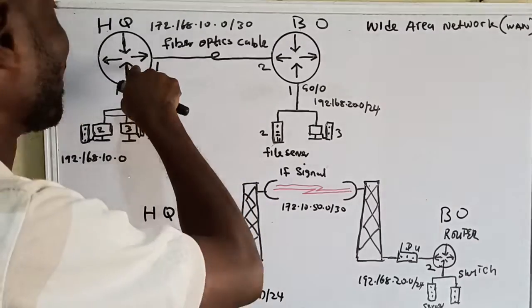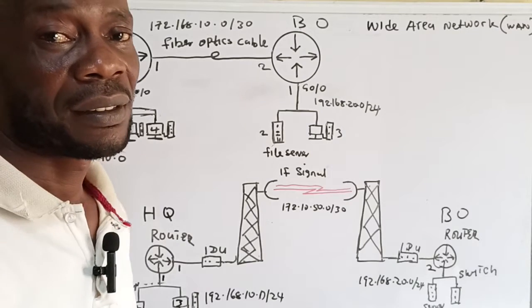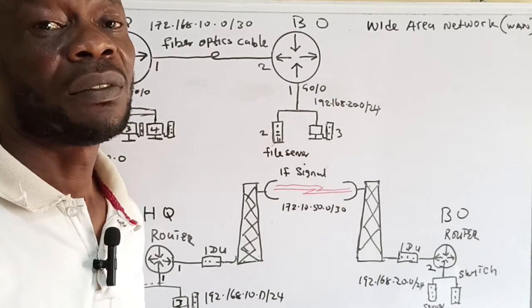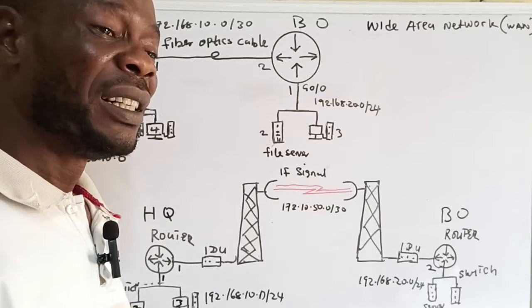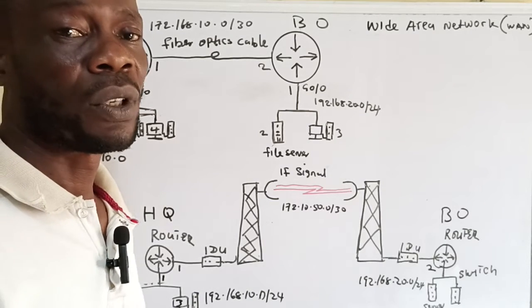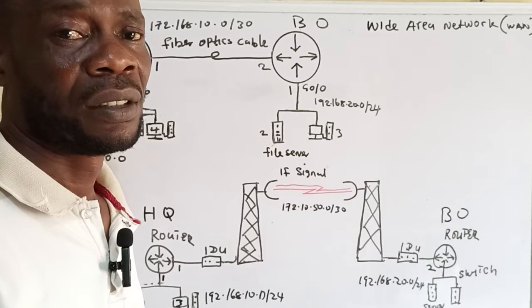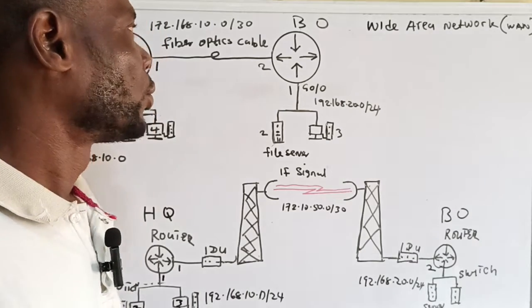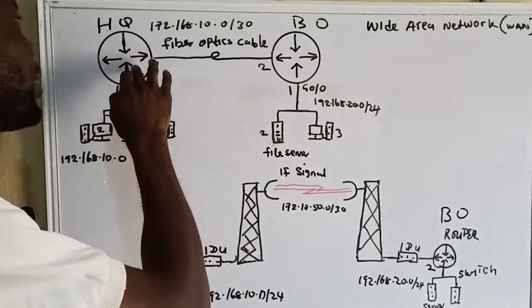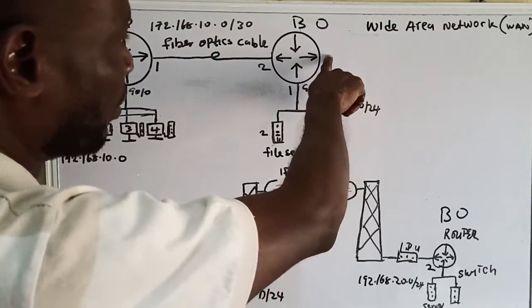You can see this is a router. A router is an internetwork device that links two different networks together, two different local area networks of different branches. So this is the headquarters router and this is the branch office router.